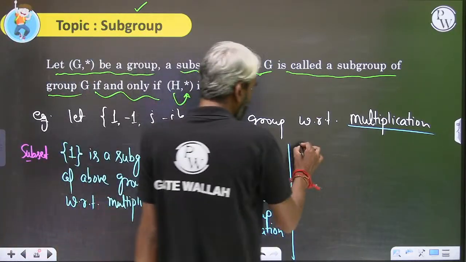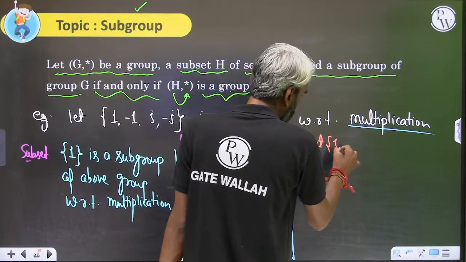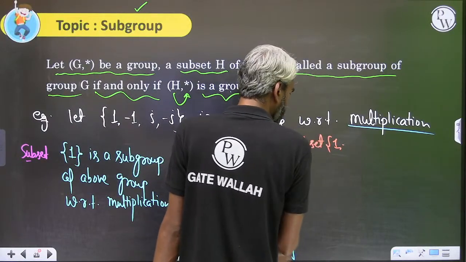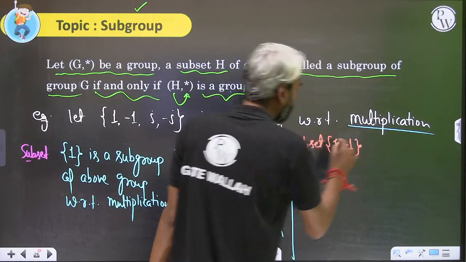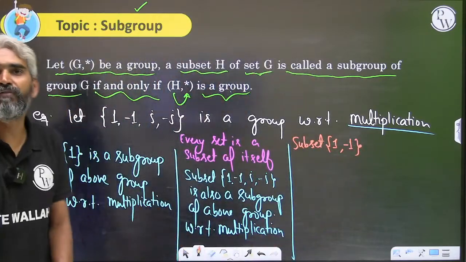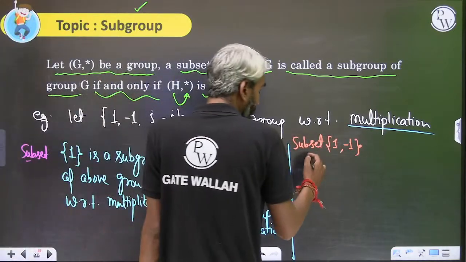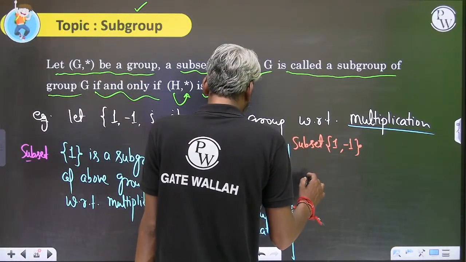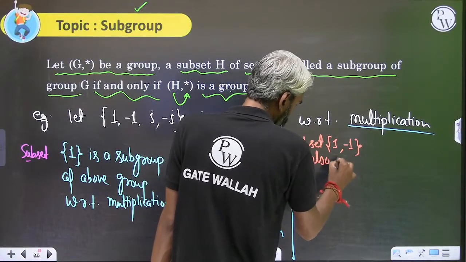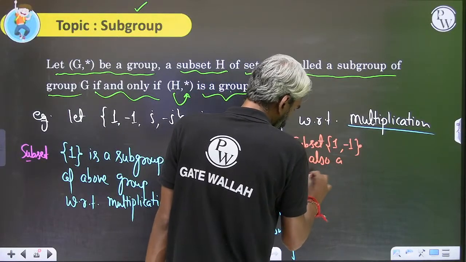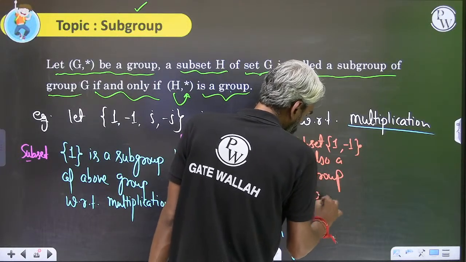So if I take the subset {1, -1}, please tell me, does this subset {1, -1} satisfy all the properties of a group with respect to multiplication or not? Yes, sir. Subset {1, -1} is also a subgroup of the above group.